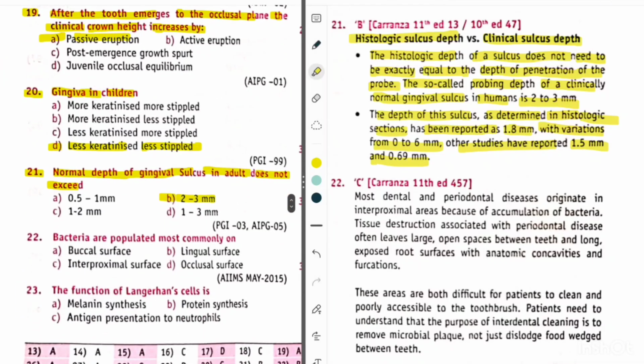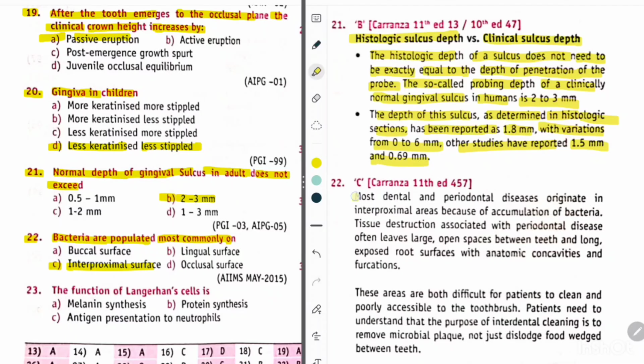Okay. Now question 22. Bacteria are populated most commonly on option A buccal surface, option B lingual surface, option C interproximal surface or option D occlusal surface. So its answer is option C interproximal surface.